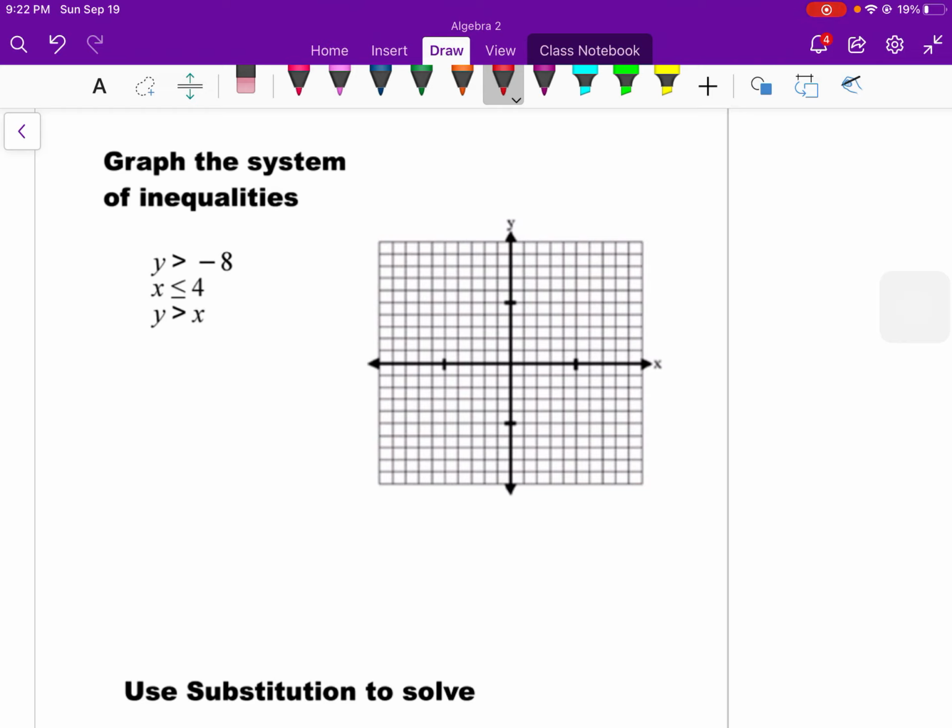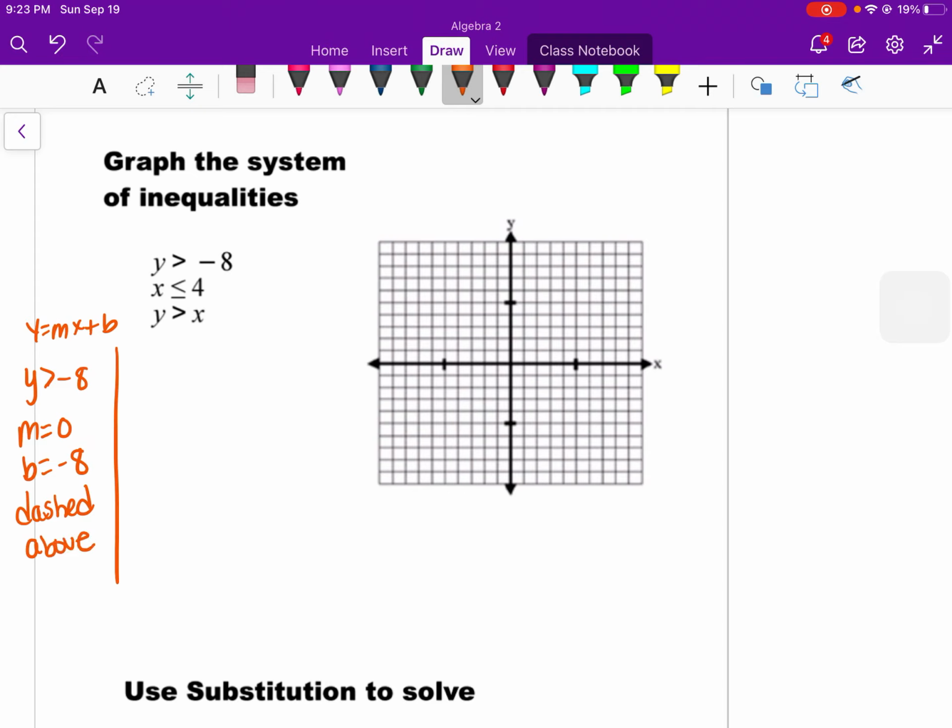So first we'll start with y greater than negative 8. So if you think of y equals mx plus b, this is a y equals, but we have no x term. That means our slope here is going to be 0. And then our y-intercept is at negative 8. This is just greater than, and so it's dashed, and then all y values that are going to be greater than negative 8 are going to be shaded above there. So we're on the y-axis, go down to negative 8, and then I want a dashed line, and then we should be shading above that one.